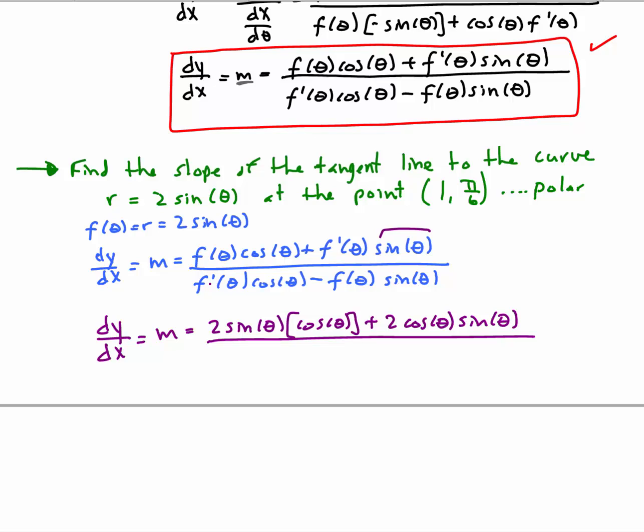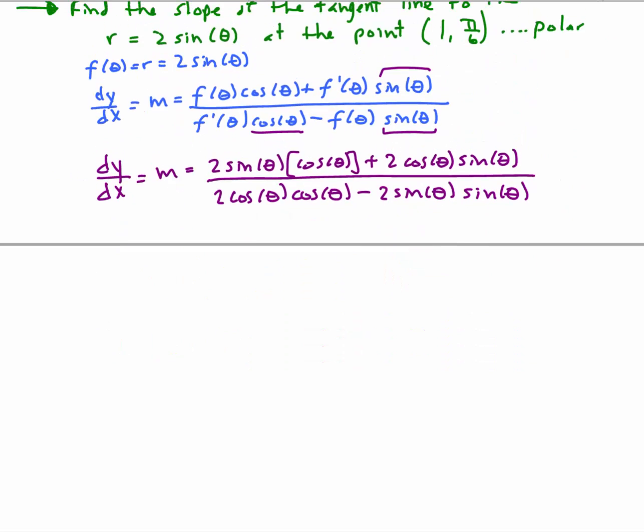Okay, denominator, I need f prime of theta, which is 2 cosine of theta. And then my cosine of theta comes from here, minus f of theta, which is 2 sine of theta, times the sine of theta, which comes from your formula. Okay, so let's go ahead and simplify this.